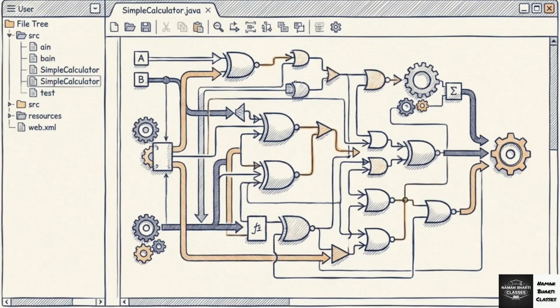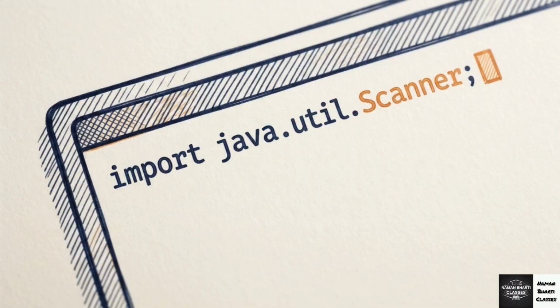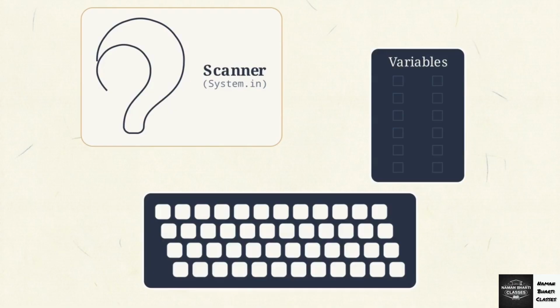Step 1. Create a new file in your text editor and save it as exactly SimpleCalculator.java. At the very top of the document, type import java.util.Scanner. That Scanner tool is critical. It acts as our program's ears, listening directly to whatever the user types on their keyboard.